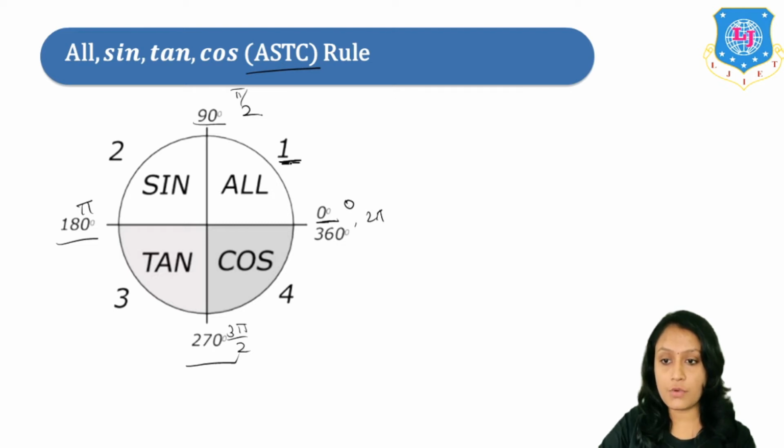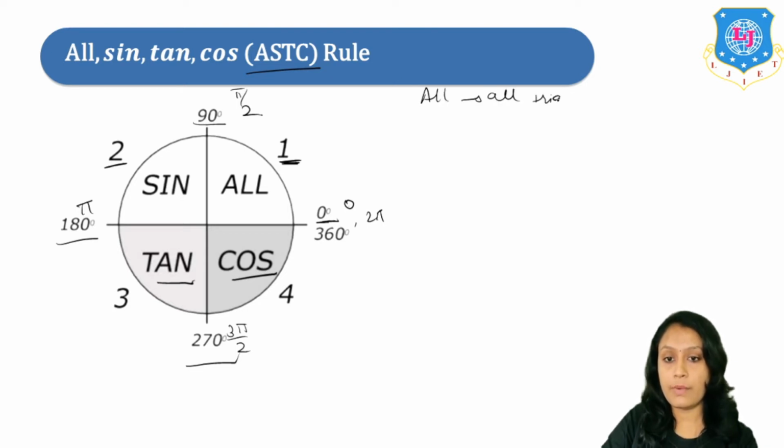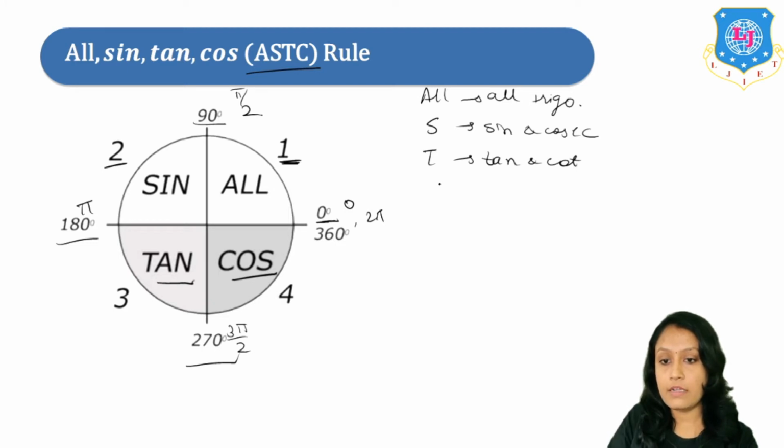So this is your first quadrant, second quadrant, this is the third quadrant and this is the fourth quadrant. Now, A means all trigonometric functions. S means sine and cosec. Then T means tan and cot, and C means cos and sec. So here I have written All. It means that in this first quadrant all the trigonometric functions are positive.